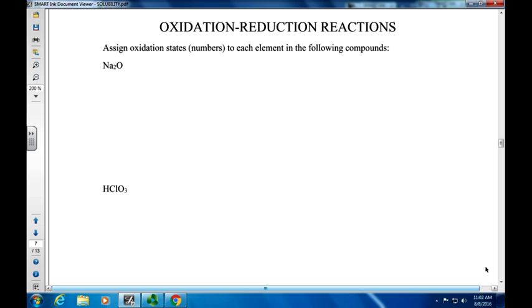And today we are discussing oxidation and reduction reactions. So we are given the task of assigning oxidation states, or otherwise called oxidation numbers, to each element in the following compound. There are several rules for assigning oxidation states to various elements, but there are a few that show up regularly throughout your course.